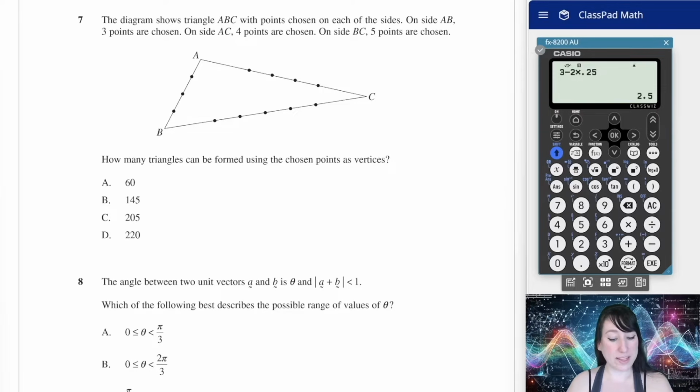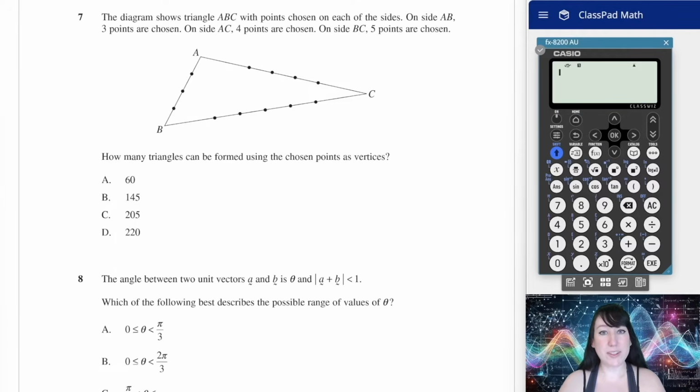On side AB, 3 points are chosen. On side AC, 4 points are chosen. On side BC, 5 points are chosen. How many triangles can be formed using the chosen points as vertices?